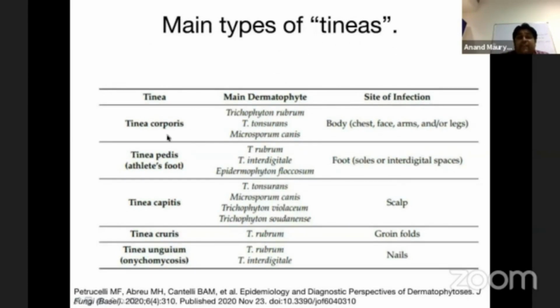In this table, you can see tinea corporis, where the site of infection is the body, like chest, face, arm, leg. There is tinea pedis, the foot. Then tinea capitis, the scalp. There is tinea cruris, the groin fold. This is the list of tineas that generally infect different sites, and this is the list of dermatophytes which cause the infections.